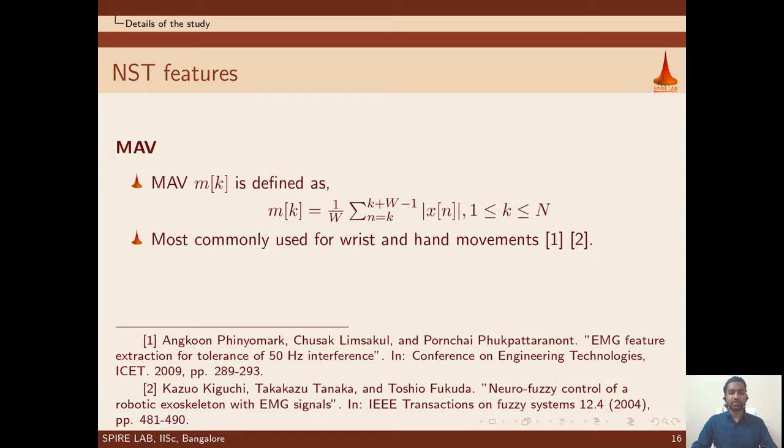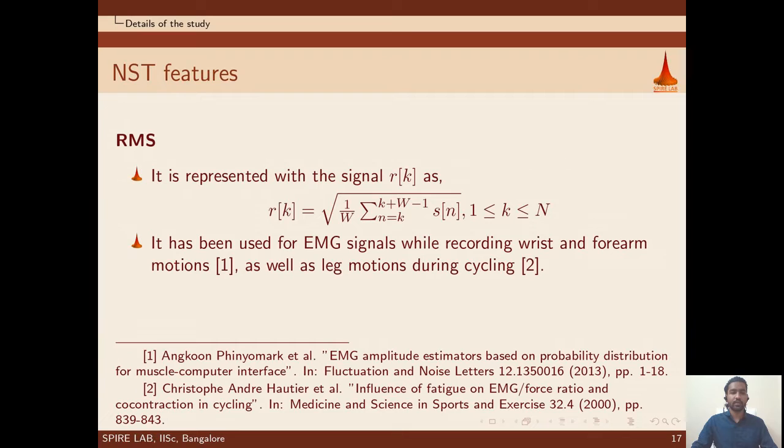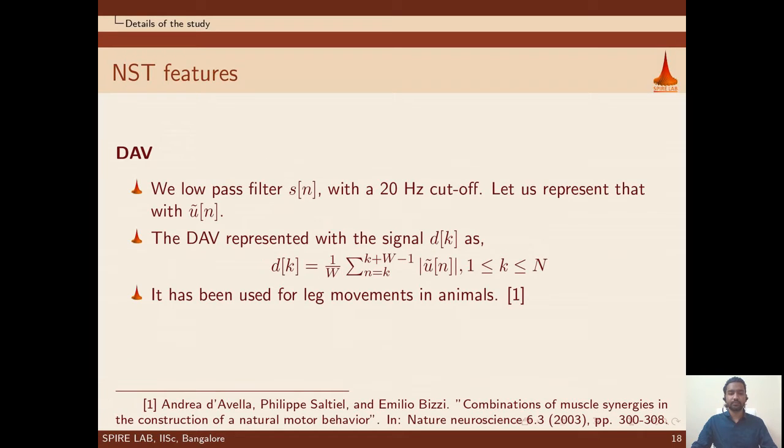Starting with the mean absolute value feature, as the name suggests, it is the mean of the absolute values of the signal in a window. It is commonly used for wrist and hand movements. Now coming to the root mean square feature. It is the mean of the square of the signal in a window and then taking the root over it. These features have been used for EMG signals while recording wrist and forearm motions. It has also been used for leg motions during cycling.